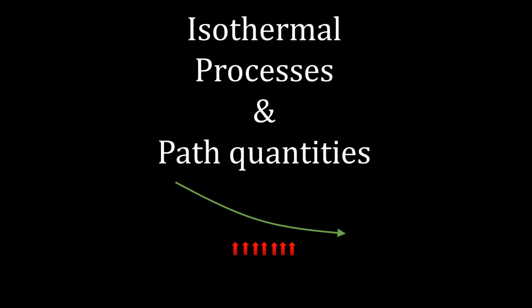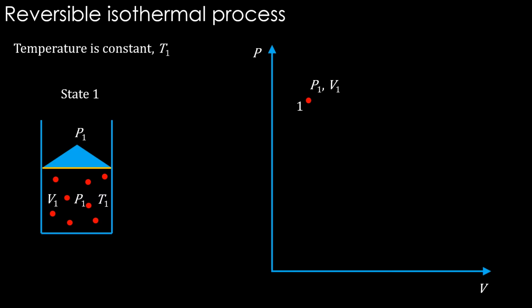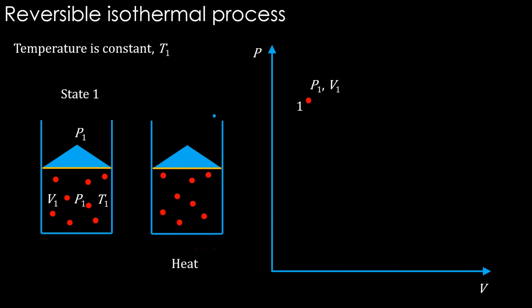Isothermal processes and path quantities. The word isothermal means that the temperature is constant. We are going to move the system from one state to another without changing the temperature.